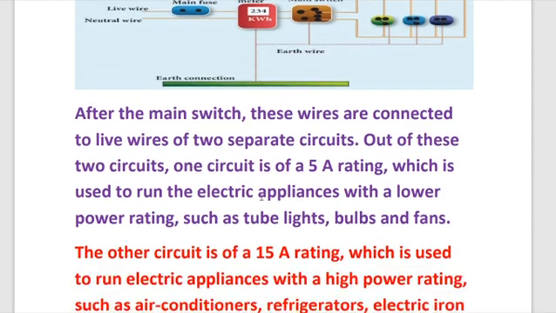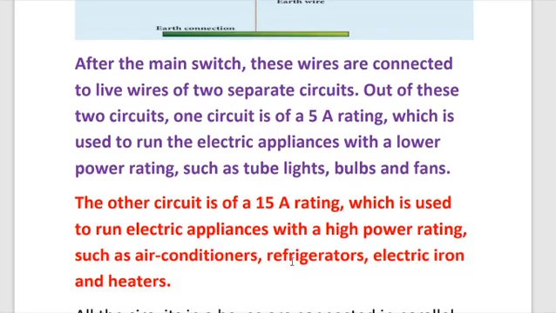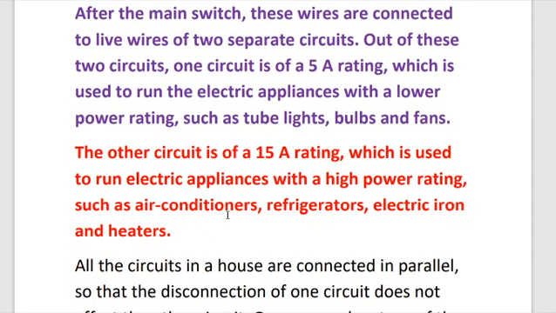What about the other circuit? It has a 15 ampere rating, which is used to run electric appliances with a high power rating. So the devices and appliances that need more current, we can use the 15 ampere circuit. That is the second type of circuit. Air conditioners, refrigerators, electric iron and heaters we use in the second circuit, that is the 15 ampere rating.